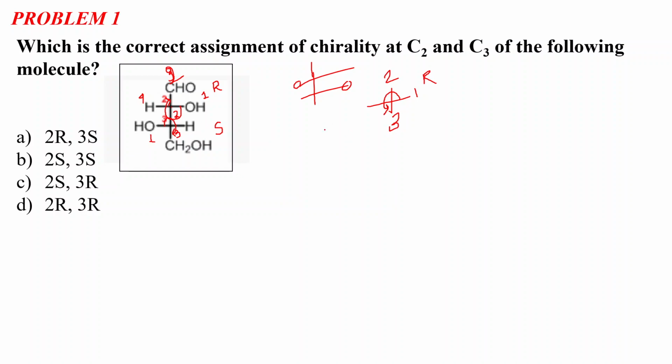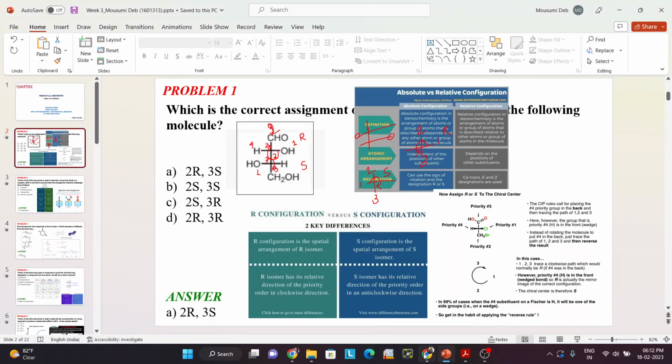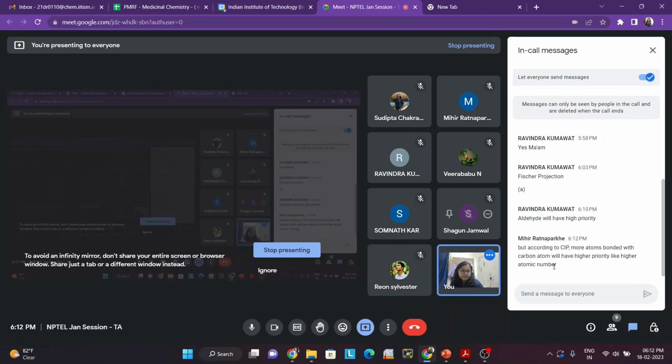And similarly, here it is 1, 2 and 3, so it is the clockwise direction. So it should be R, but since it is reversed, it will be S. That's how we get the results: 2R and 3S. And now I think it is clear, though you may still have doubts. If you have doubts again, you can write.